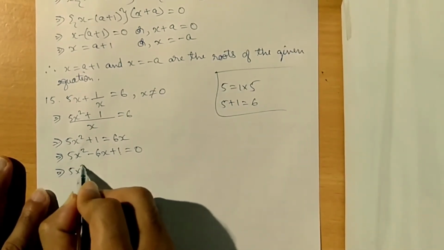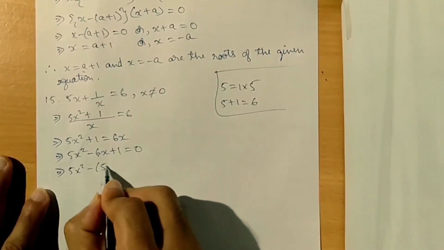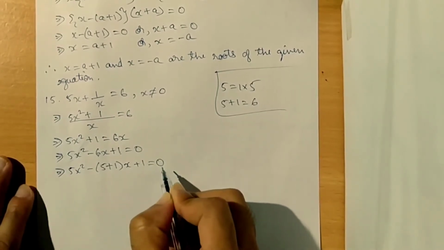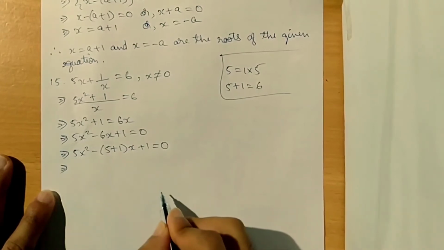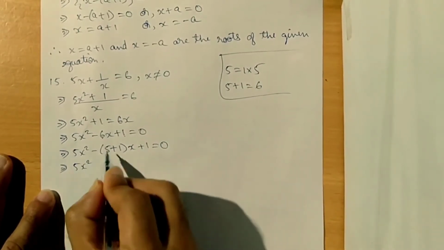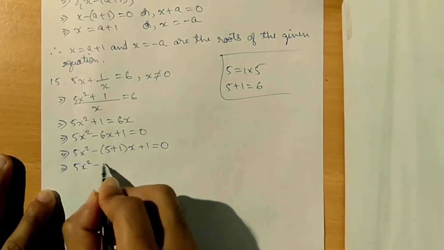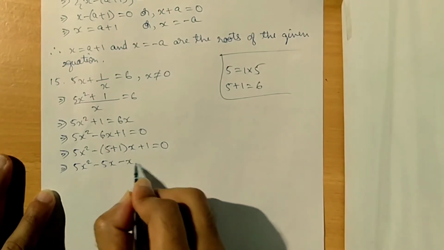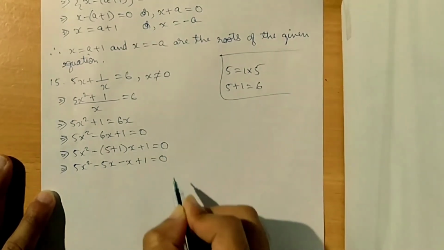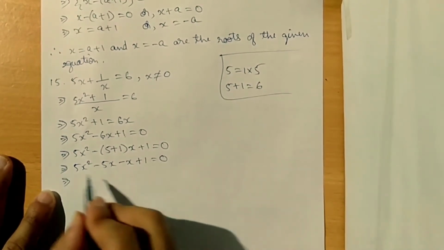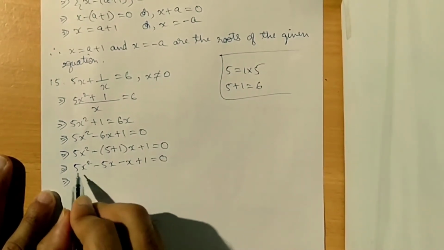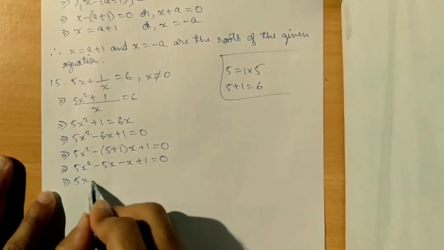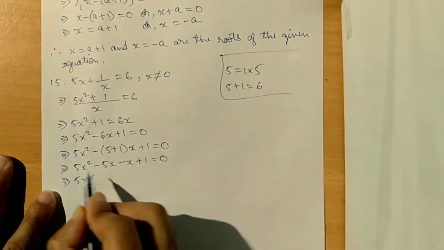So this implies 5x squared minus 6x plus 1 into x plus 1, and this is equal to 0. And this implies 5x squared minus 5x minus x plus 1, and this is equal to 0. And this implies we take common 5x from the first two terms, and x from the other terms.